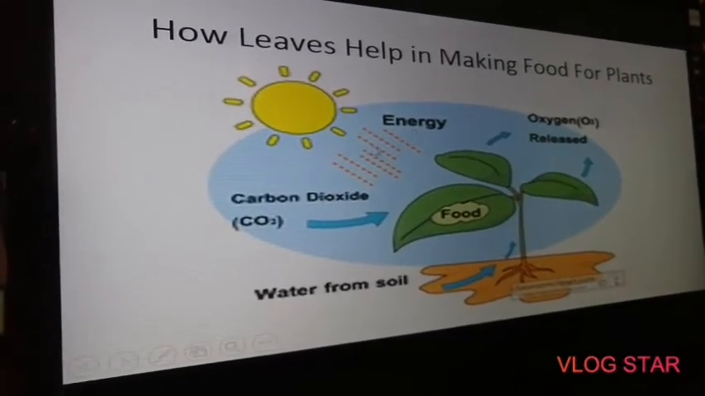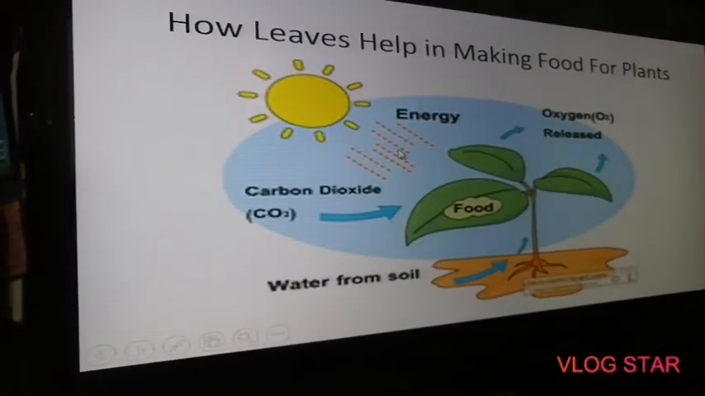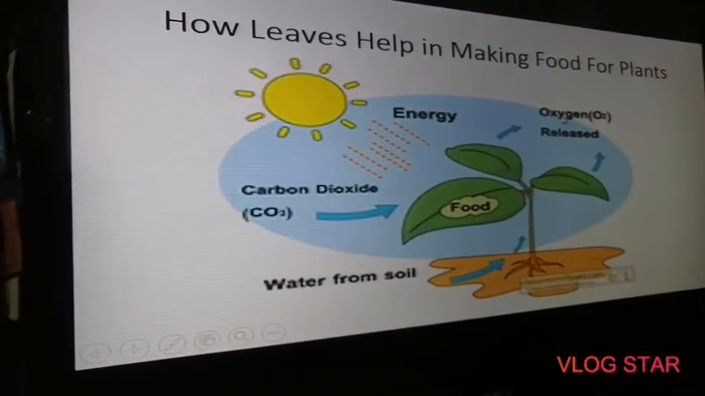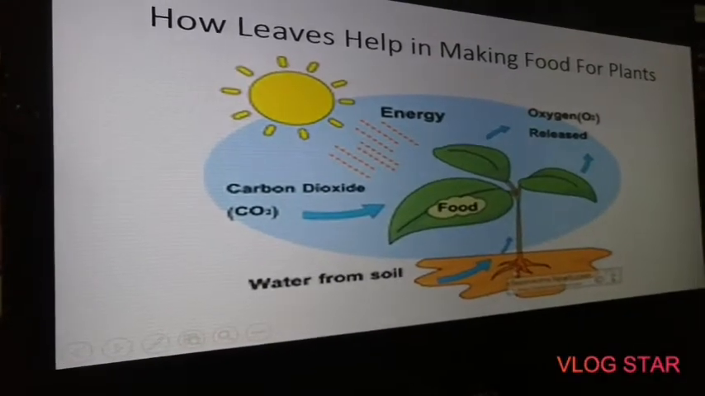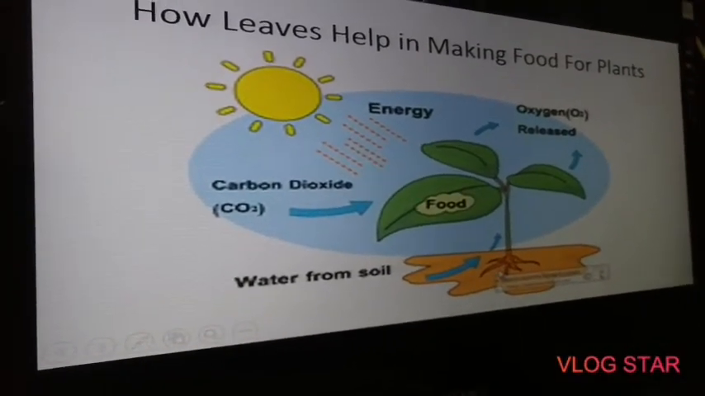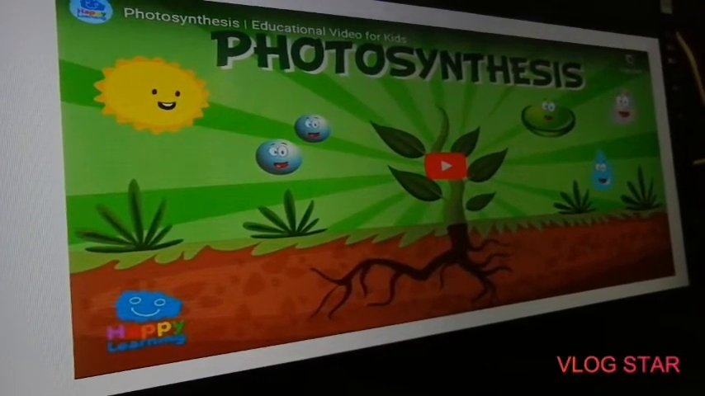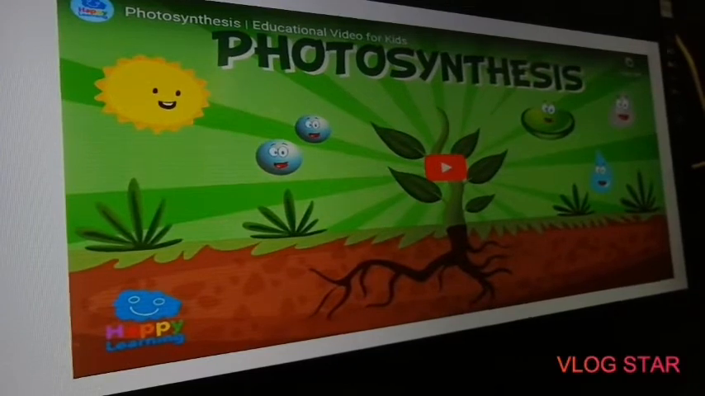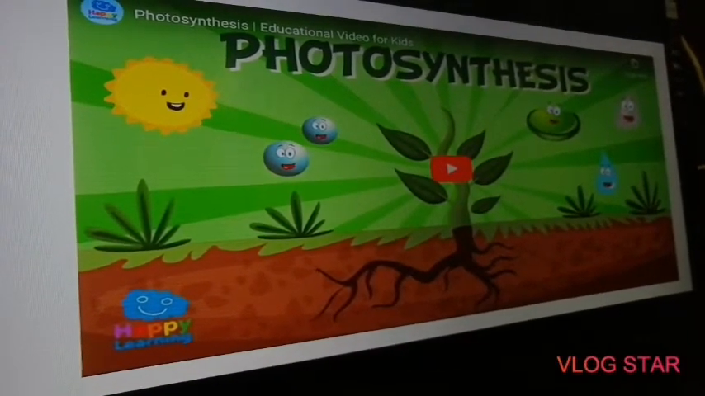Plants cook food in the presence of carbon dioxide, that is a gas, we can say air. Energy is produced, but for that it needs energy again from the sun. Then it releases oxygen. Water and minerals are taken from the soil. Leaves are also known as the kitchen or food factory of the plant. Now why are they called so? We all know that the food is prepared in the leaf.